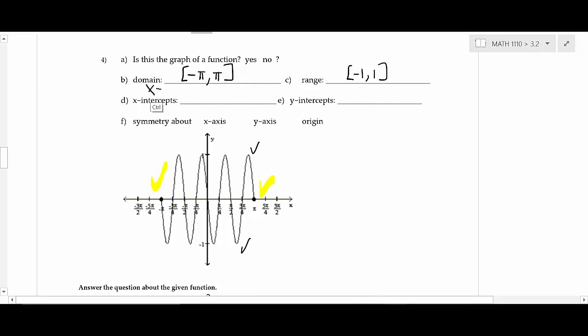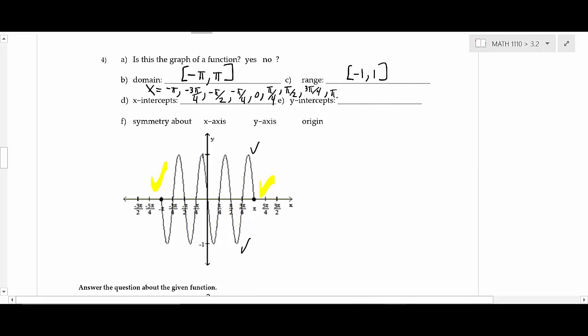For the x-intercepts, let's just say what x is. So that would be like negative pi. That's probably negative 3 pi over 4 is what that should be. Okay, then you would have negative pi over 2, negative pi over 4, 0, and then we would have pi over 4. You could even use plus or minuses. Pi over 4, pi over 2, 3 pi over 4, and pi like that. Okay, you're just listing all of the x-intercepts on that.